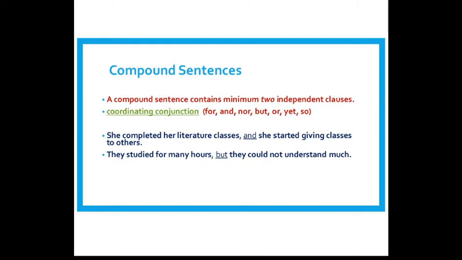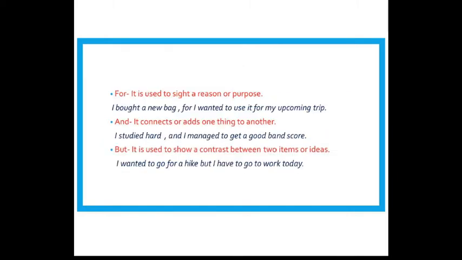Let's move forward. There are so many examples of how we can make compound sentences. Take for: it is used to cite a reason or purpose. For example, I bought a new bag for I wanted to use it for my upcoming trip. And, it connects or adds one thing to another. I studied hard and I managed to get a good band score.